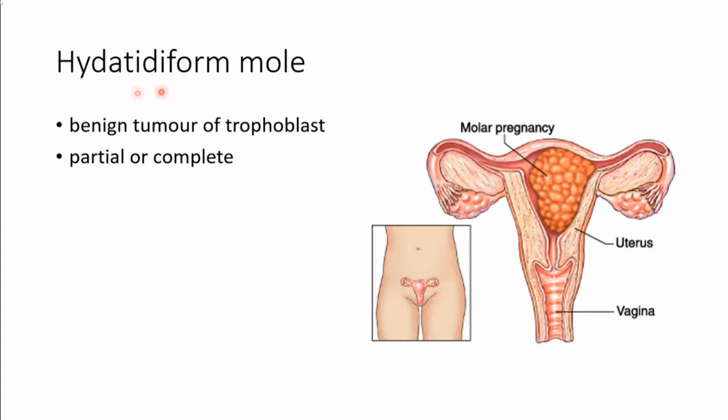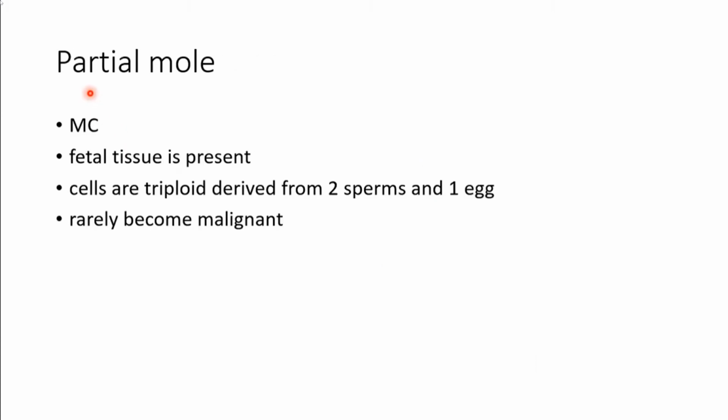Let's discuss hydatidiform mole in detail. It's a benign tumor of trophoblast. There are partial or complete moles. We'll discuss the partial mole first, which is more common than the complete mole. Fetal tissue is present here. Cells are triploid, derived from 2 sperm and 1 egg. It rarely becomes malignant.